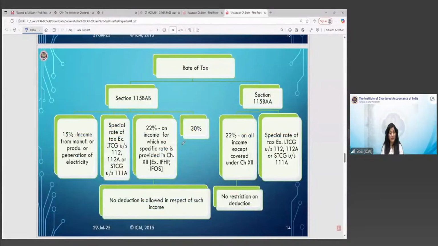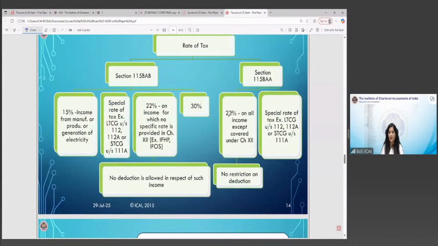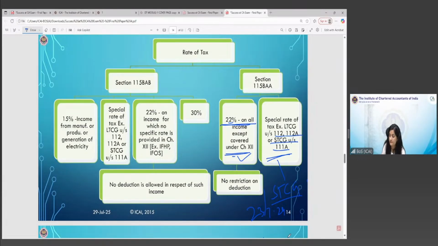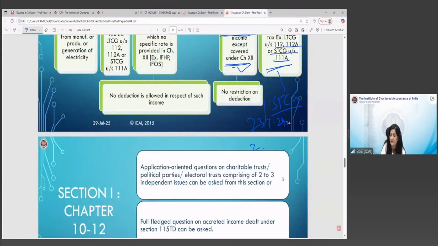The rates are very, very important. Please do remember this rate: all income is taxable at the rate of 22 percent here, except income covered under Chapter 12. Chapter 12 means your LTCG under 112, 112A, and STCG under 111A. Here also two rates apply. STCG taking place after 23/7/24 is taxed at 20%, right? Other LTCG is taxed at 12.5%. So you have to see and look for what information is given. It can be tested.